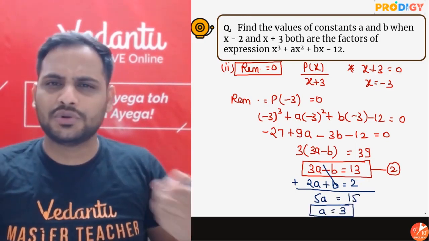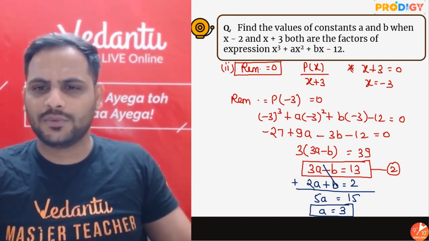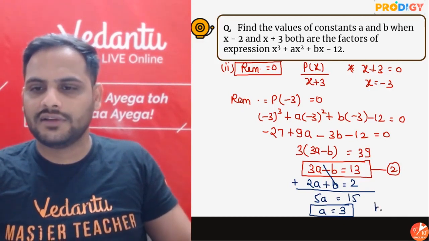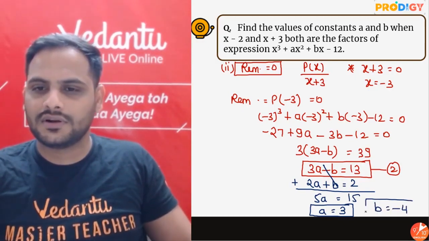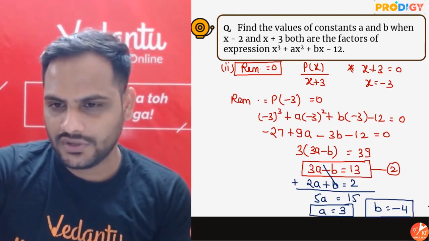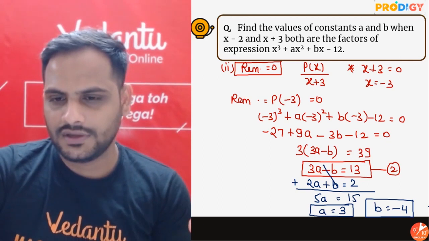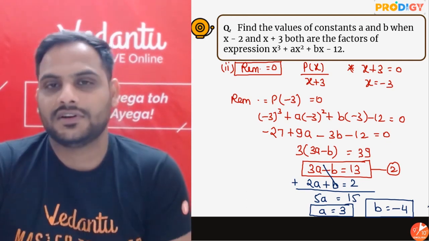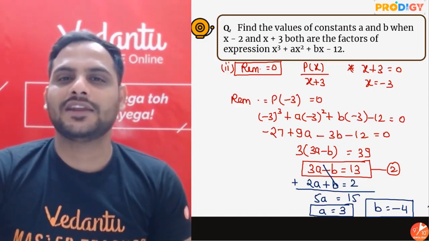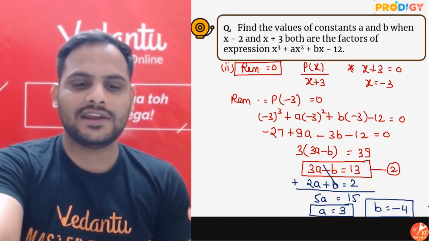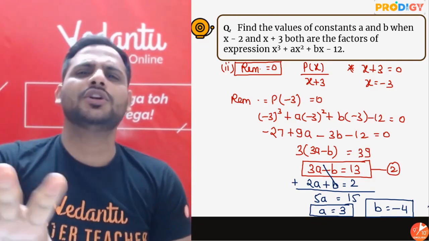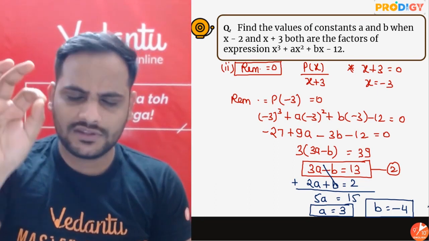Put a equal to 3 in any of the equations. Suppose in the second equation, 2 into 3 is 6 plus b is equal to 2. Shift 6 over there. We'll say b is equal to minus 4. Done. Checking: 3 twos are 6, and minus 4, yes; and here 3 threes are 9, minus 4 plus 13 is 13. Satisfying both the equations. So a is equal to 3, b is equal to minus 4 is my correct answer. What else do I need? Nothing else. Easy question.